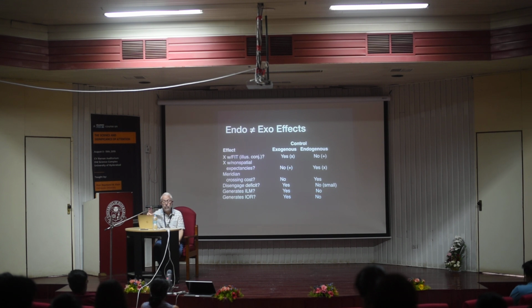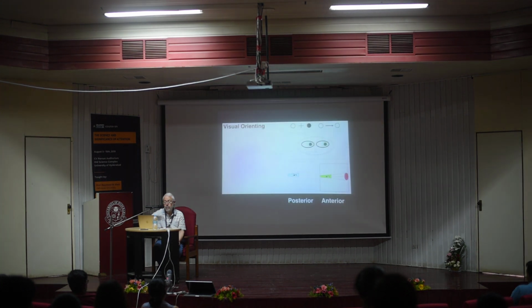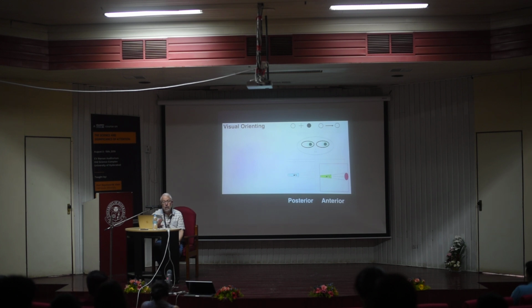So we have all of these different dissociations, and therefore I've concluded that there's two different controllers, the endogenous controller and the exogenous controller. One is reflexive, one is more voluntary. But when they're controlling attention, they're really controlling different resources because they have different effects on the processing that happens after.